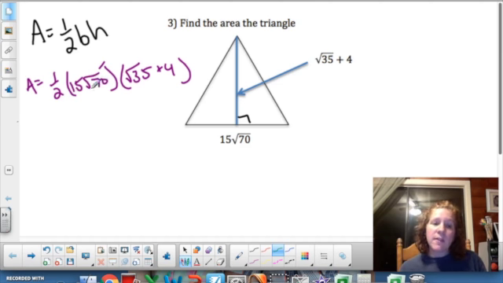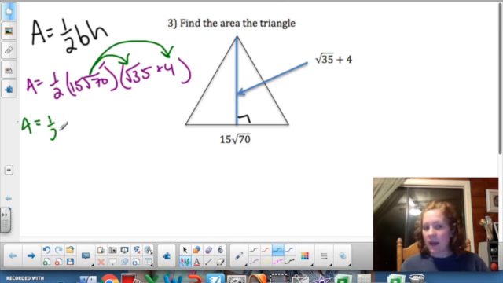Now, if this was a perfect square radical or something that I knew could be simplified, then I would go ahead and do that. But in this case, 70, nothing pops to mind immediately, so I'm not going to worry about it right now. I'm just going to start distributing this 15√70, meaning I'm going to say 15√70 times √35 and then 15√70 times 4. Please, please, please do not forget about that 1/2. Make sure it gets carried down on each step.